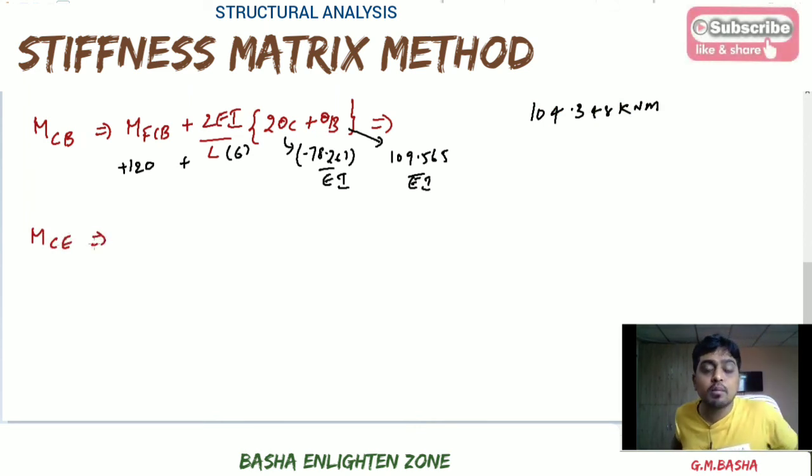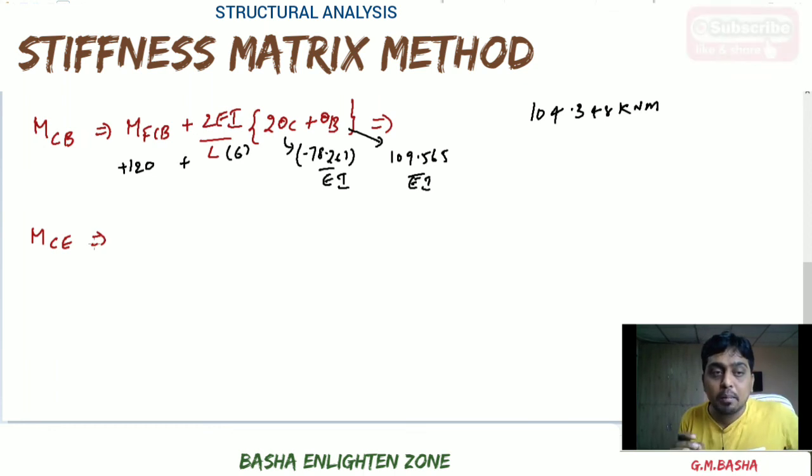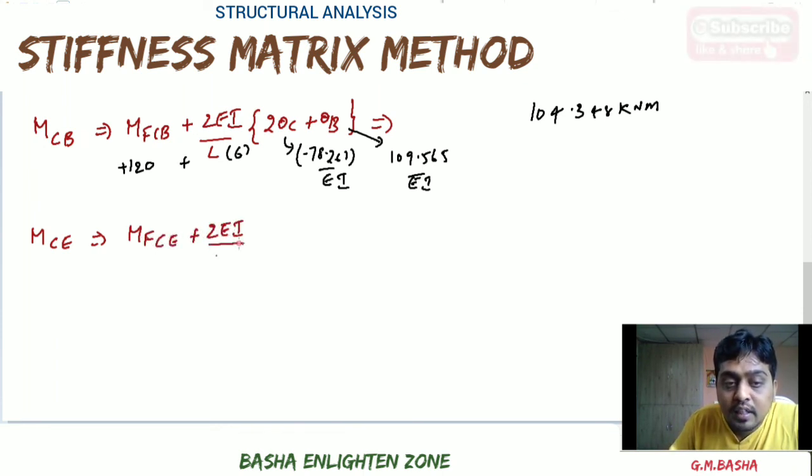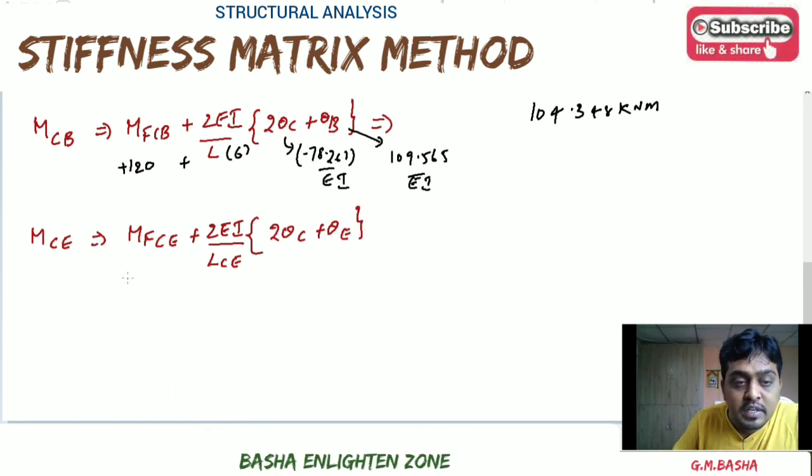In the same way, the final moment for CE. Already at a particular joint the sum of the moments will be equal to 0, but here at a particular joint C there will be 3 members connected. If you add these 3 members you will get 0, meaning you already have 104 here. Whatever values are obtained at CE and EC, you will get the moments which balance this moment. So that one will be equal to fixed moment CE plus 2EI by length of the span CE into 2 theta C plus theta E. Here you will get two slopes. Fixed moment CE will be equal to 0 because of no loading conditions, plus 2EI by length of the span CE, that one will be equal to 4.5.